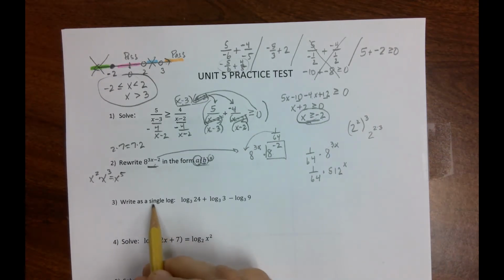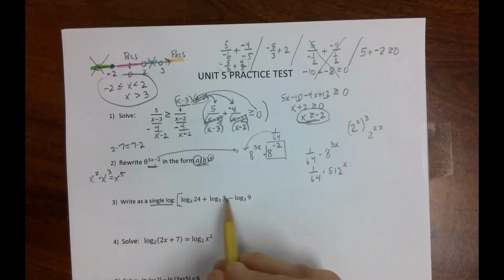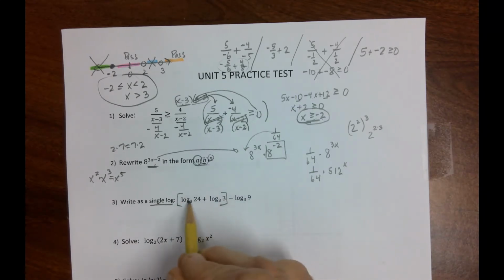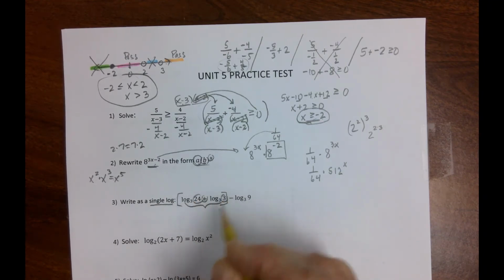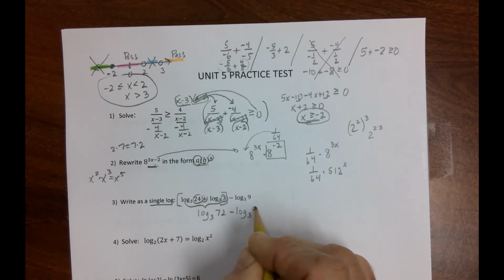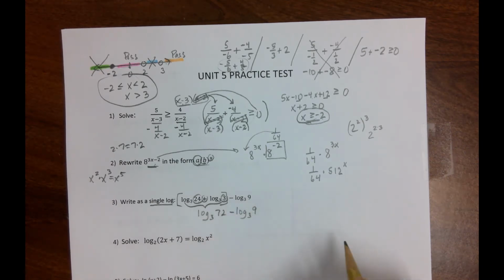All right, write as a single log. Well, the first thing we're going to do is remember the 2 shall become 1. Addition means multiplication. So we're going to multiply 24 times 3 and then write it as a single log. Don't forget this little base. So 3 times 24 is 72 minus log base 3 of 9. If these bases aren't the same, you can't do anything.